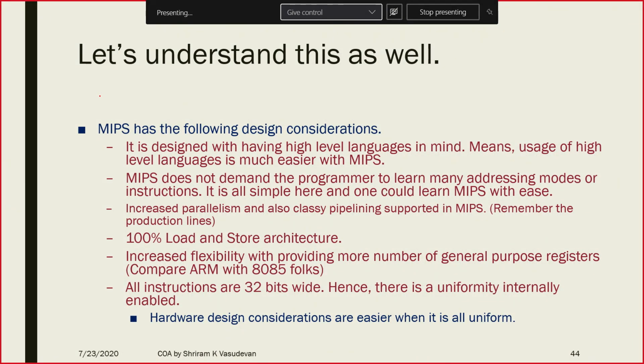And MIPS is 100% load and store architecture, right? The number of general purpose registers is really higher, and we have a lot more general purpose registers to use when we compare it with 8051 or 8085. When you go with MIPS architecture, which is fundamentally load and store, we get more general purpose registers, and all the instructions are 32-bit wide. Remember, there is no instruction which you can spot which is not 32-bit wide. And what will happen because of this? Because of this, the hardware considerations for all the instructions become very uniform.